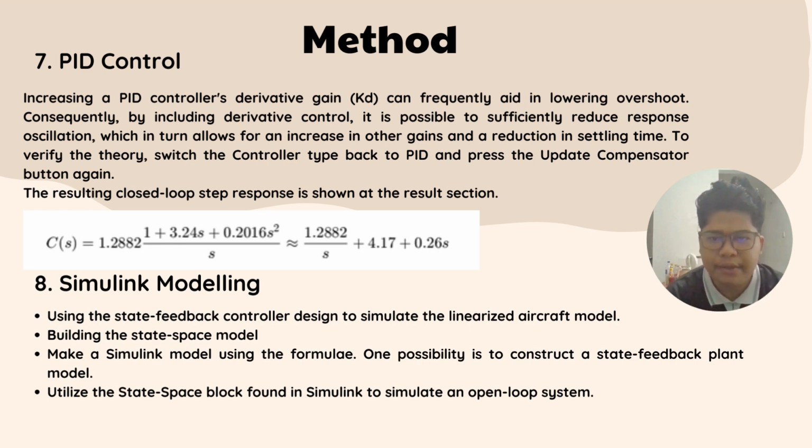Next is the PID control method, where increasing a PID controller's derivative gain Kd can frequently help in lowering overshoot. Consequently, by including derivative control, it is possible to sufficiently reduce response oscillation, which in turn allows for an increased integral gain and reduction in settling time. To verify this, switch the controller type back to PID and press the update compensator button again. The resulting closed loop response is shown in the result section.